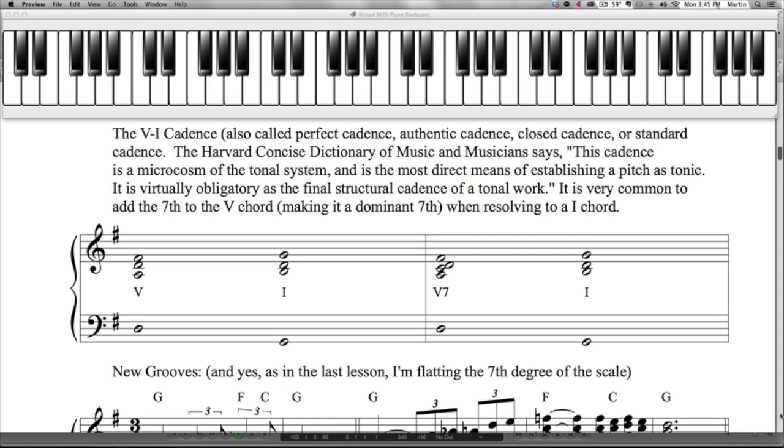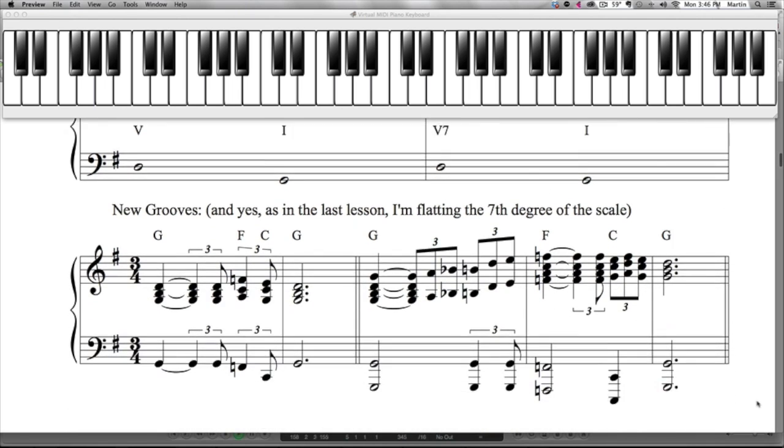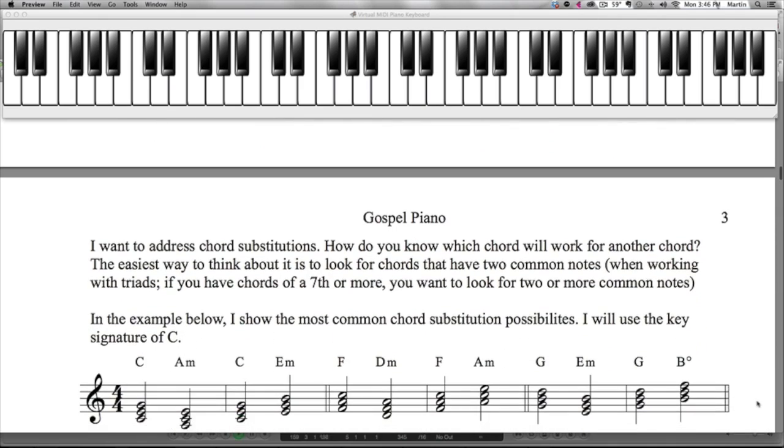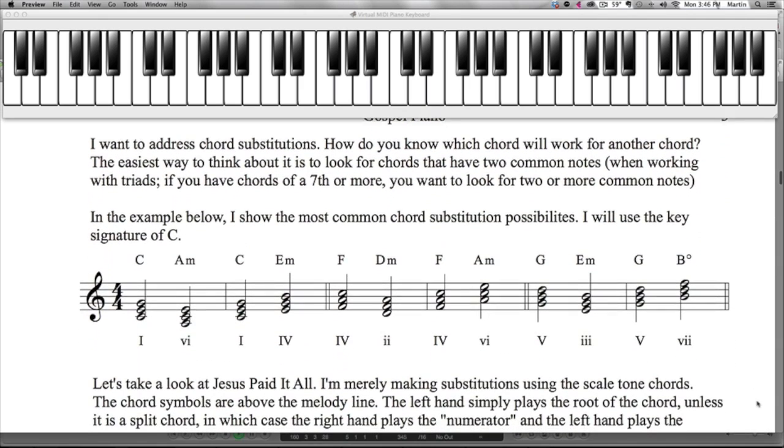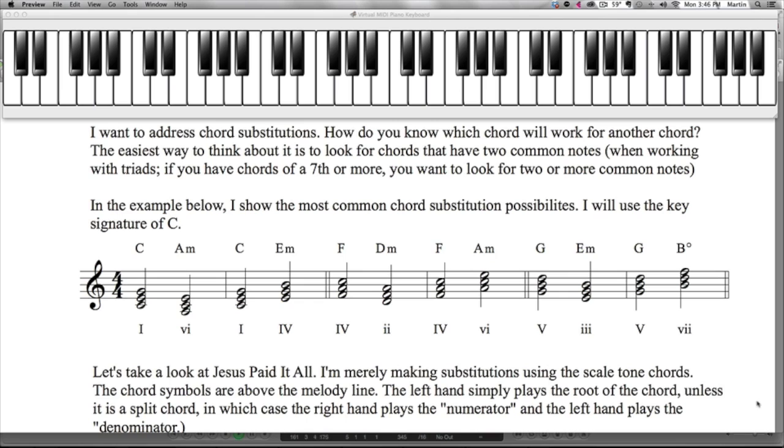So that's your 5-1. And I encourage you to look over your scale tone chords, practice those. Also practice your scale tone 7th chords. I want to address something here that we'll look at over and over again, but I want to go ahead and introduce the concept to you.